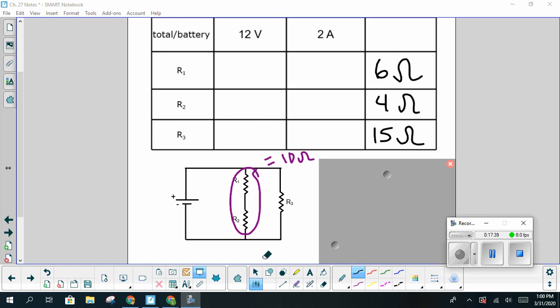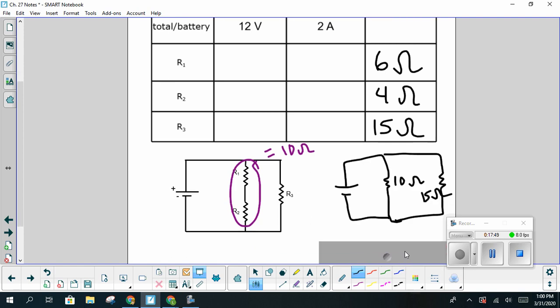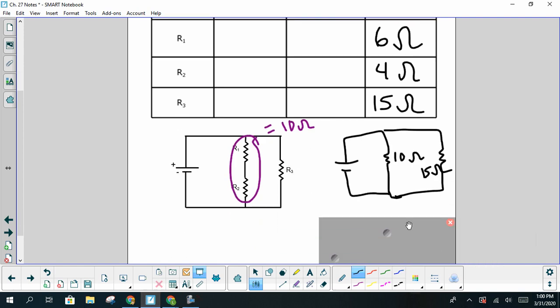My first step is zeroing in on R2 and R3. I note they are in series. We know resistors in series add together, so I can replace R2 and R3 with a 10 ohm resistor. I redraw because it helps me think through the problem. I now have a 10 ohm and a 15 ohm resistor in parallel with each other, and so then I use that rule, which is the inverse, right? So the inverse of 10 plus the inverse of 15, and then take the inverse of that.